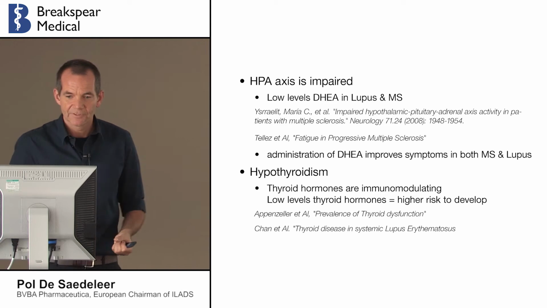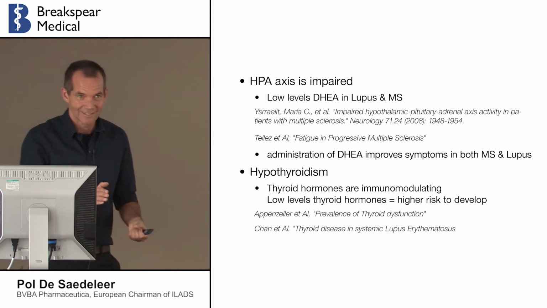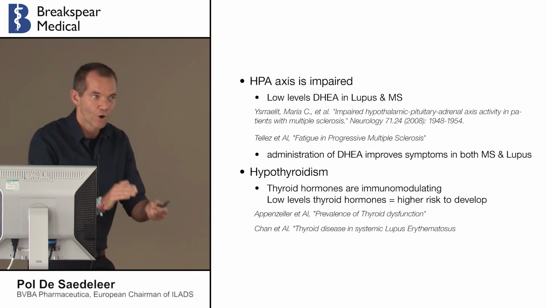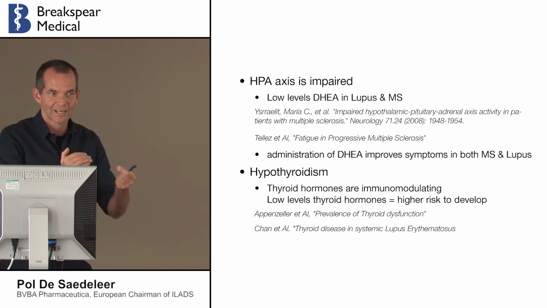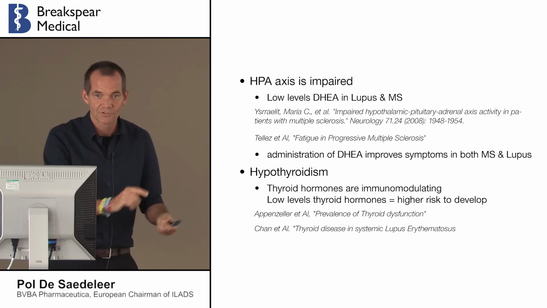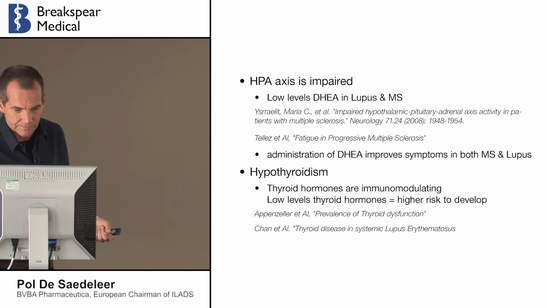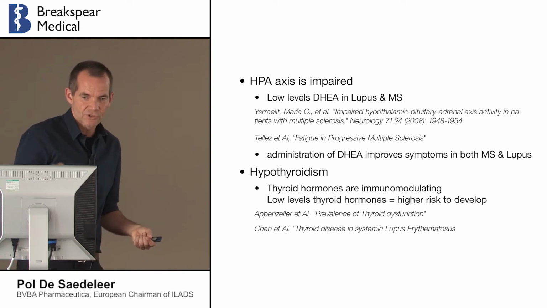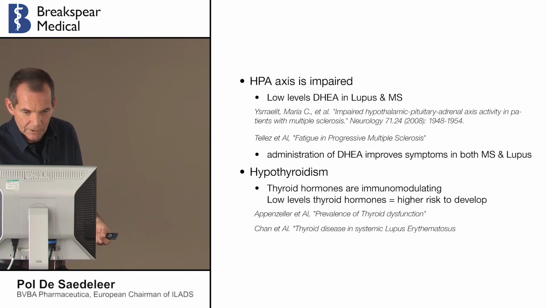Thyroid hormones. Thyroid hormones are also important immunomodulators. So if you are low in thyroid activity, it will be more difficult to modulate Th1, Th2. Low levels of thyroid hormones, higher risk to develop autoimmunity. But in the second part of the presentation, we will focus more on thyroid complications.